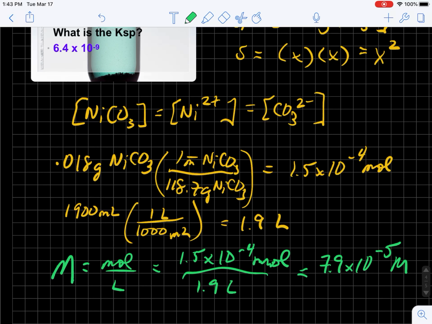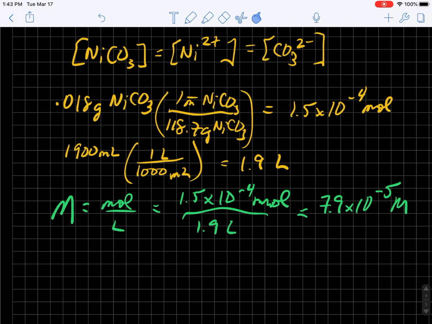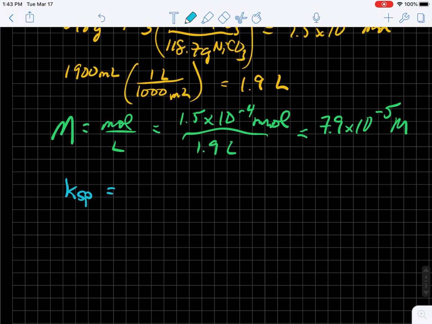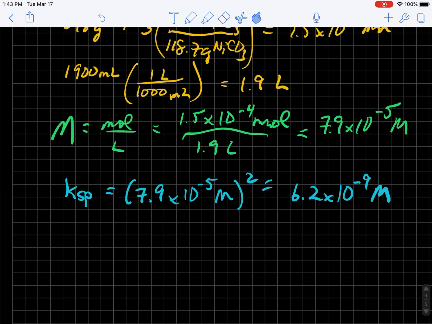Alright, so now that I know the molarity, I can substitute into KSP. Alright, so KSP is equal to 7.9 times 10 to the minus 5 squared. 6.2 times 10 to the minus 9. So that's my final answer.